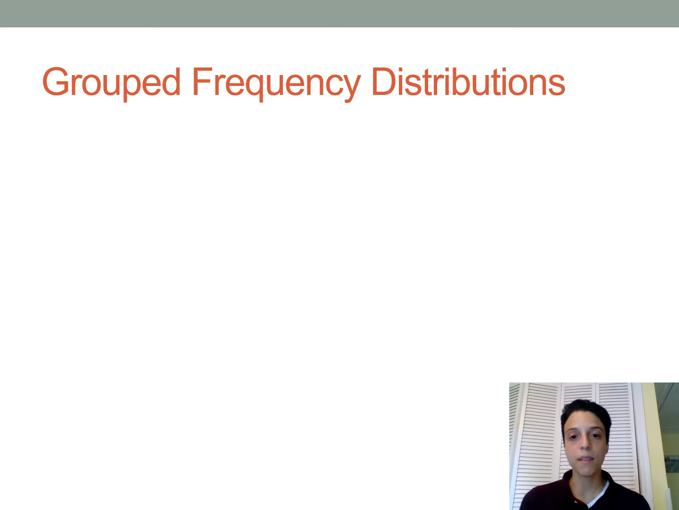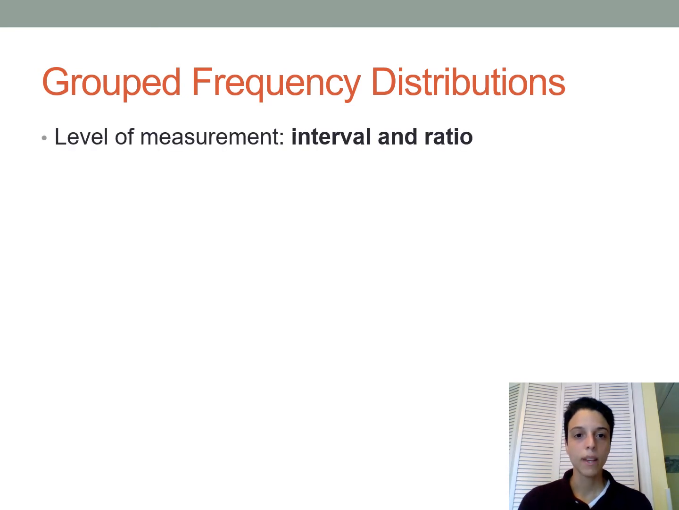And this is where we get into something called group frequency distributions. In this case, I won't be asking you to make them or do much with them, but I will be asking you to be able to recognize them. Group frequency distributions can only be made for variables that are at interval and ratio levels of measurement. In other words, these are only for numerical variables.